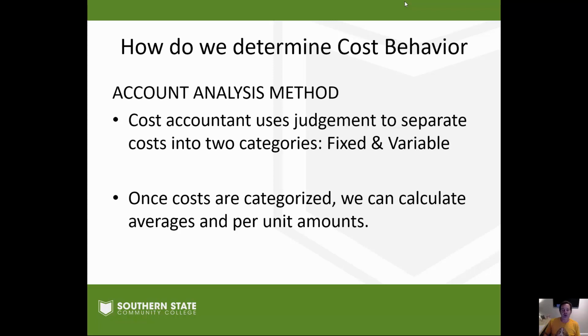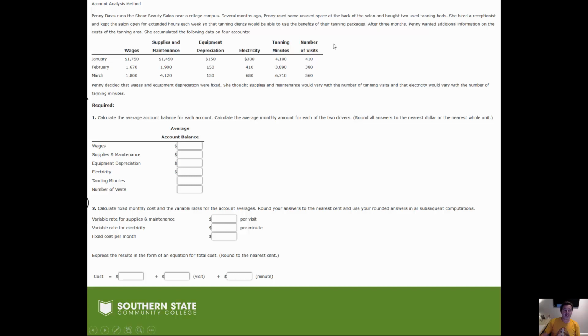It's real simple. We use judgment to divide the cost up into fixed and variable components. And once we do that, we just calculate averages and per unit amounts. And I'm going to walk you through right now a problem in your homework that looks like that.